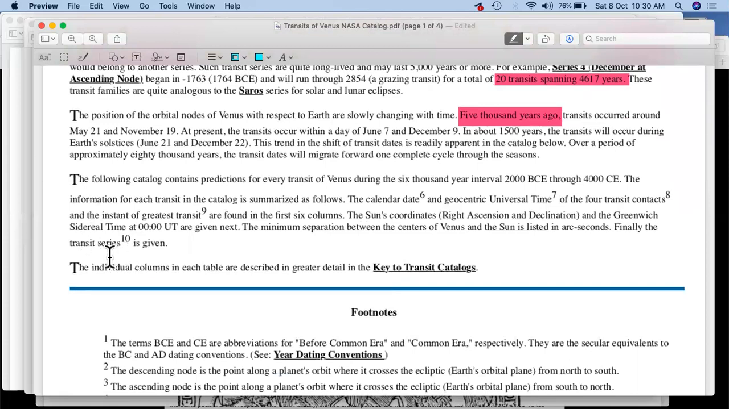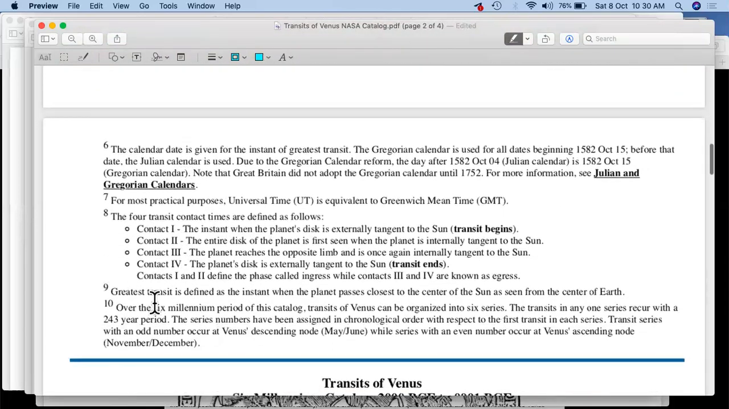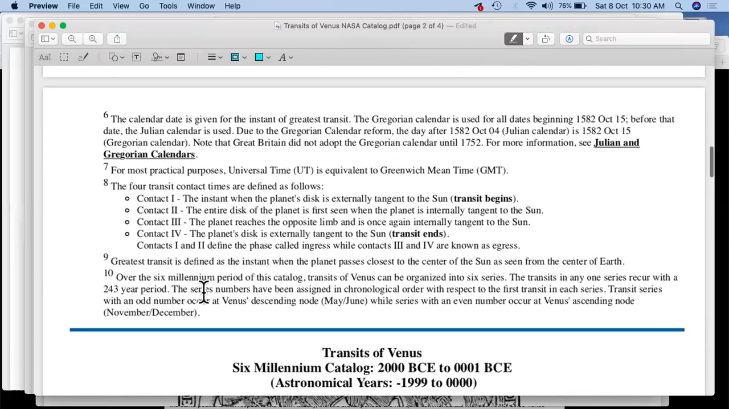And finally, the transit series. So these transit series are important to understand, right? We'll see about this transit series. Greatest transit is defined as this. Over the 6 millennium period of this catalog, transits of Venus can be organized into 8 series. The transits in any one series recur with a 243-year period. The series numbers have been assigned in chronological order with respect to the first transit in each series.